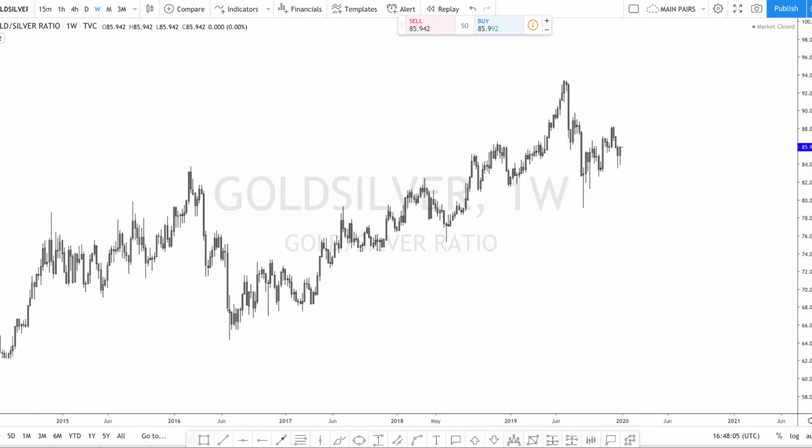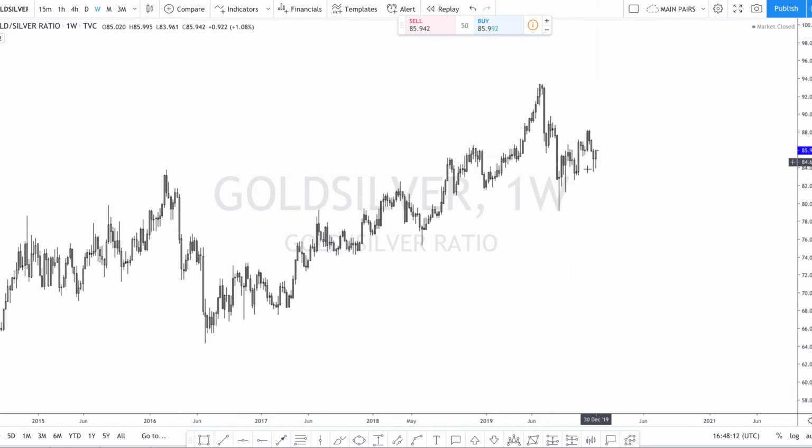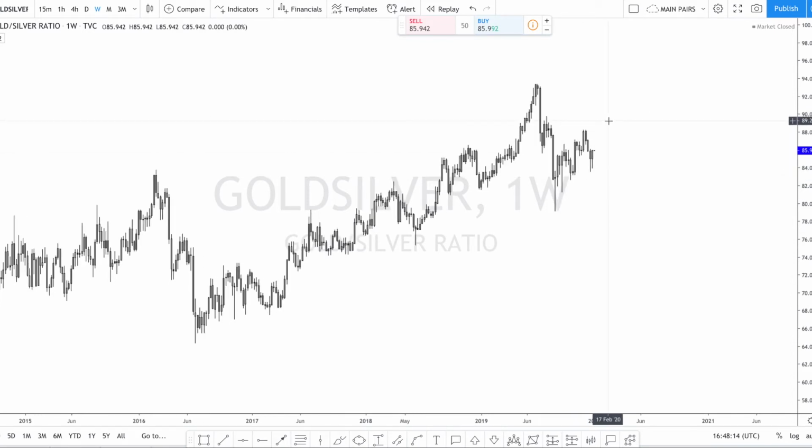So that's how I use this ratio with gold and silver. I do think you can see we're going to push higher, so that's letting me know we're going risk off.